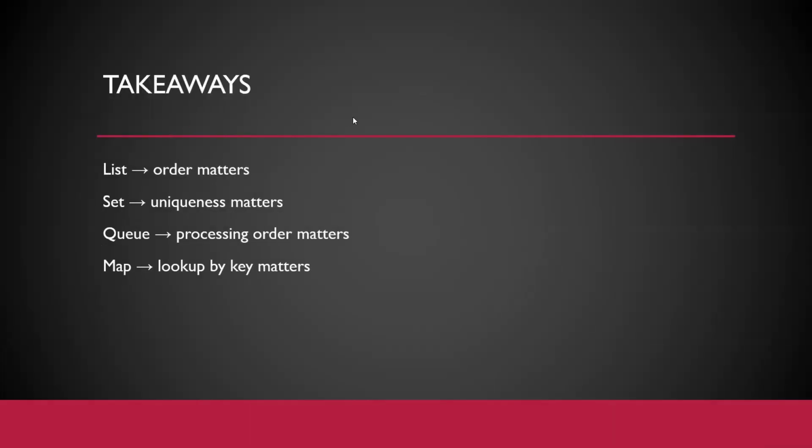So here's the takeaway. In list, order matters. So lists are ordered collections. They're ordered based on insertion order. Set, they're not ordered, but each element is unique. Queue, processing order matters. The processing order is first in, first out. And map, you look them up by key value pairs. We're done.